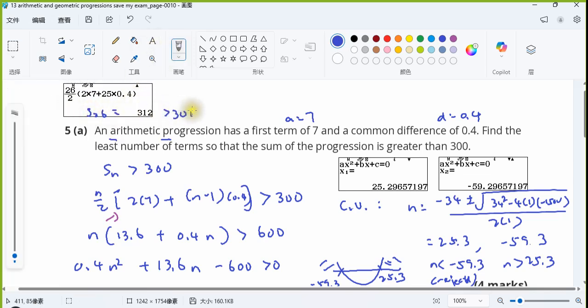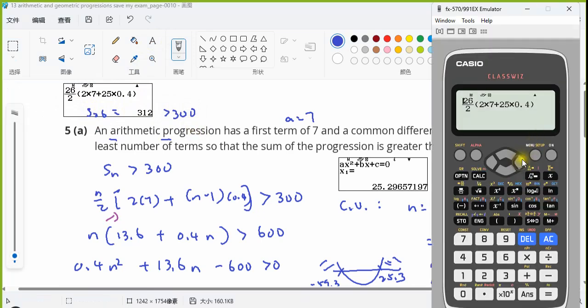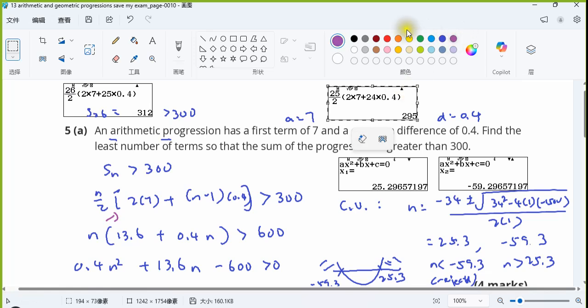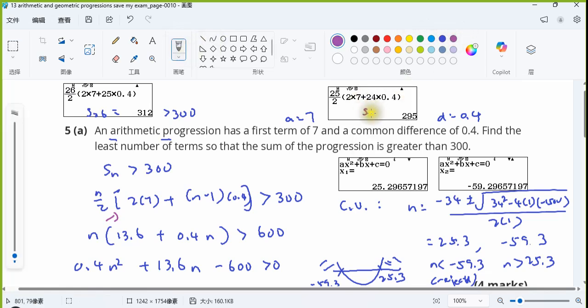So S26 is greater than 300. And then if we have the 25, then S25 is less than 300. Okay, so S25 is less than 300. So correct.